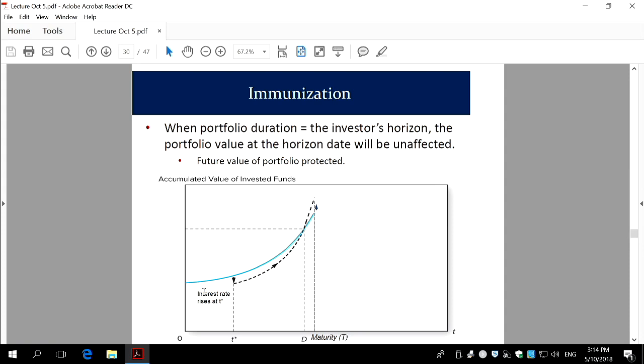But suppose there is an interest rate change. Suppose today the interest rate suddenly drops.